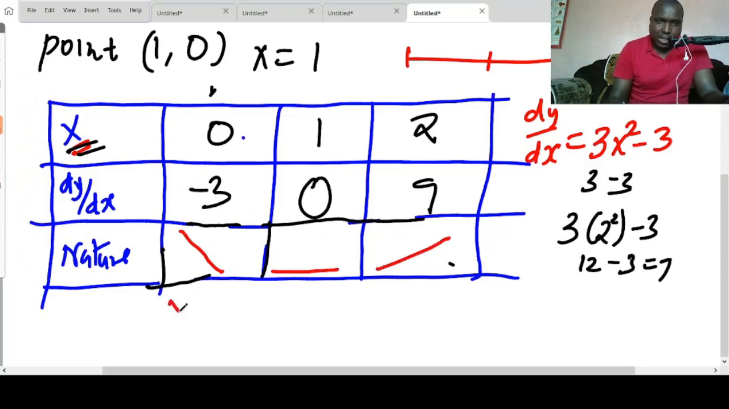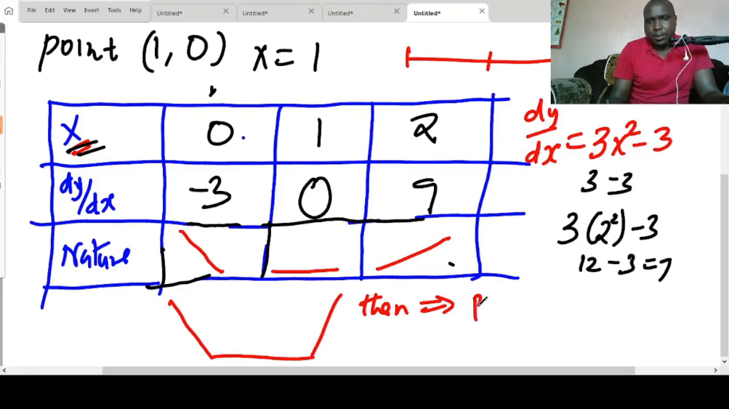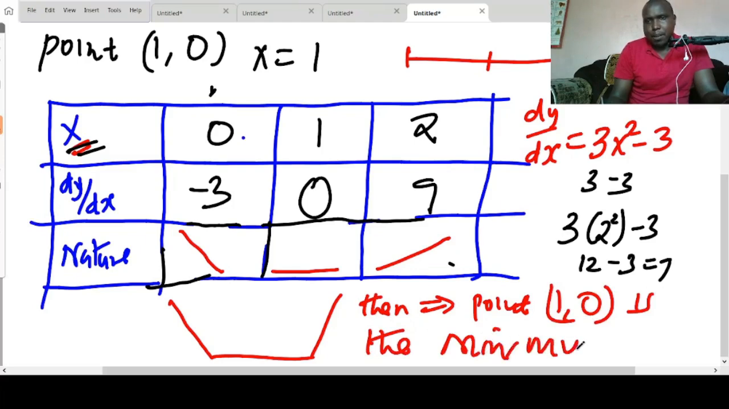So this one is this, this, this. Then it implies that point 1, 0 is the minimum. And that is how you score your 10 marks up to that point. Up to that point, you have scored your 10 marks, and you become happy when you get that in an exam.